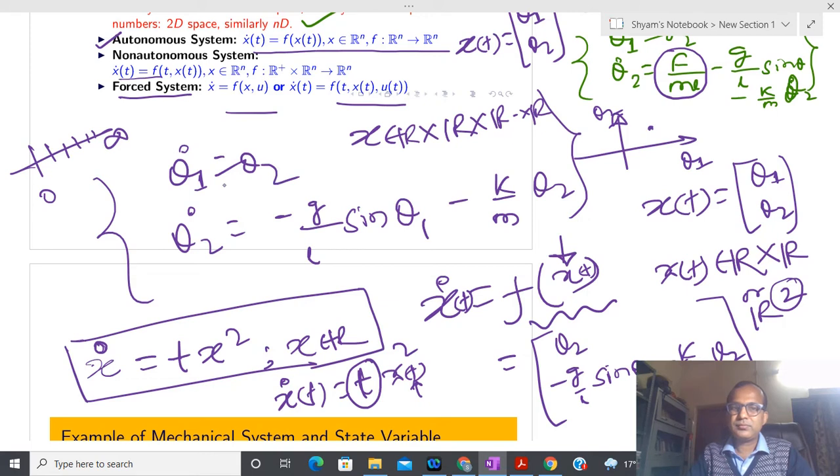Also, sir, for the autonomous system case, can it be that the forcing function is not present from the start, or should it be that there is some forcing function and then we remove it at some point? Actually, whatever forcing function we are designing is a function of the state.